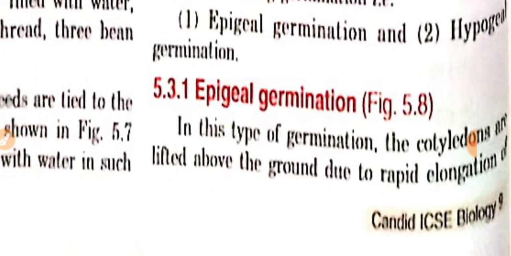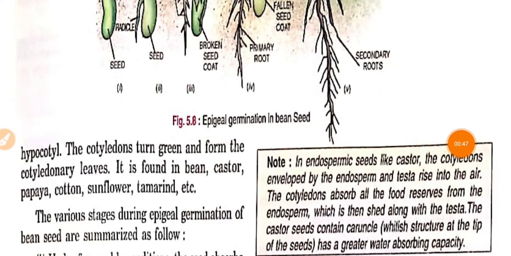In epigeal germination, as the name suggests, epi means above. In this type of germination, the cotyledons are lifted above the ground due to rapid elongation of the hypocotyl. The cotyledons turn green and form the cotyledonary leaves. It is found in beans, castor, papaya, cotton, sunflower, tamarind, etc.